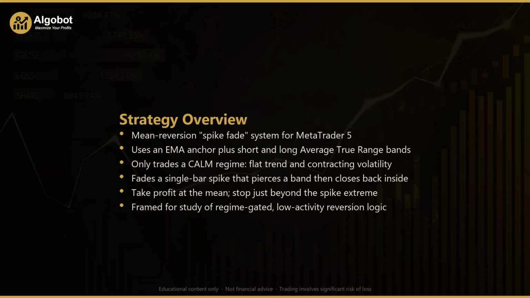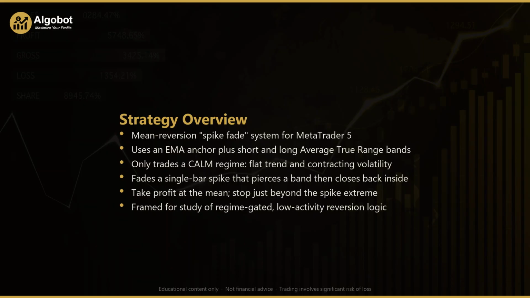Let's start with the big picture. Calm Range Spike Reversion is a mean reversion expert advisor. Instead of chasing momentum, it waits for price to stretch away from a fair value line and then bets on it returning. The fair value line here is an exponential moving average, by default over 50 bars, and the strategy treats that average as the anchor, or the mean that price tends to gravitate back toward.